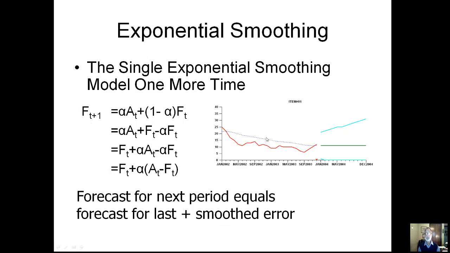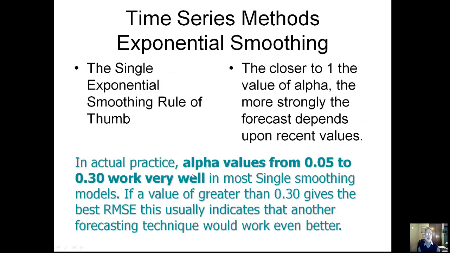Single exponential smoothing then essentially can be looked at another way. We can use this as my last actual data. This would be my last actual forecasted piece of information, and then this would be the error here. So that's just simply another way of looking at smoothing.